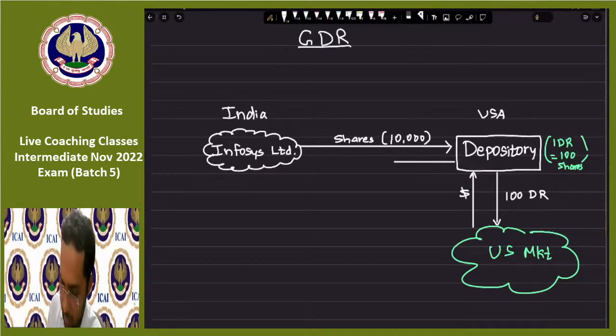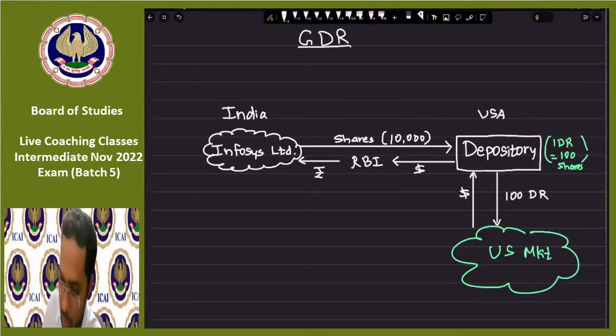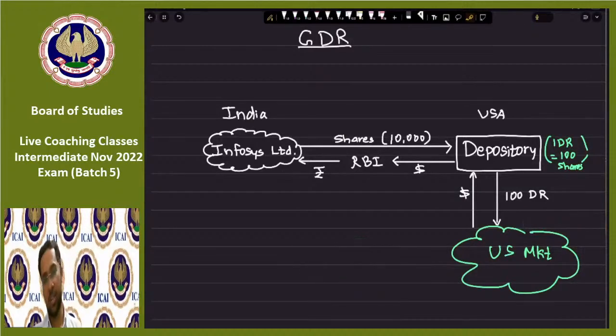Depository will send that money to Infosys after deduction of some charges, right? And that will go through RBI, and RBI will provide rupees to Infosys, right? So in this way, Infosys will be able to access the large US market through a depository in US, and these depository receipts are called GDR or ADR. Since this is issued in US, those are called American Depository Receipts, ADR. Any other country you issue in, those will be called Global Depository Receipts or GDR.